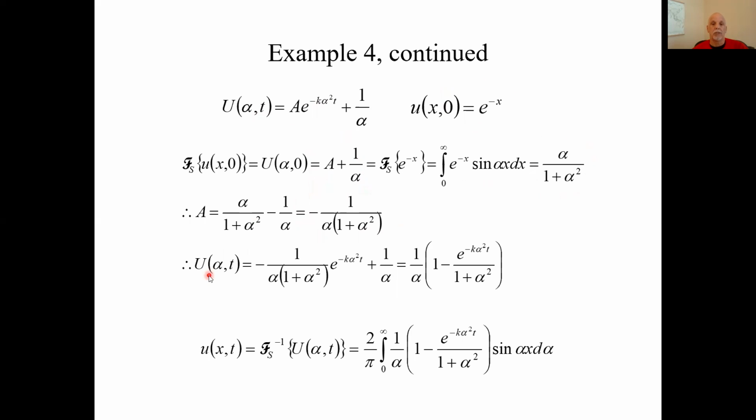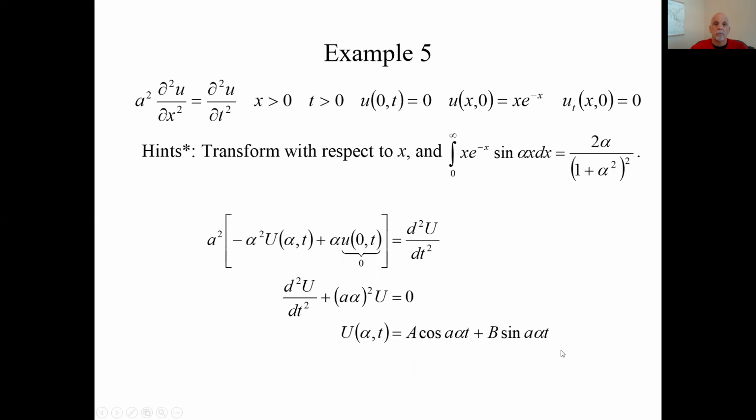Here's what big U is now. It's this A, just putting this in for big A. And now all we need to do is take the inverse transform, look it up on our formula sheet, and plug in the above in the formula. Save this example for another record.